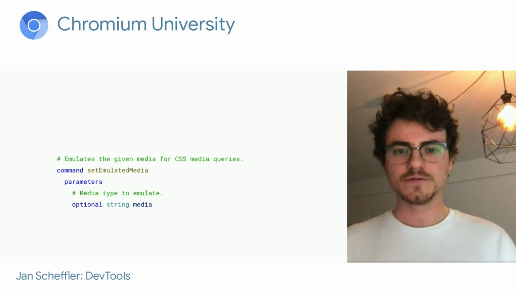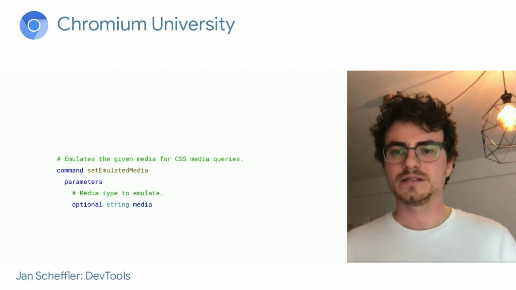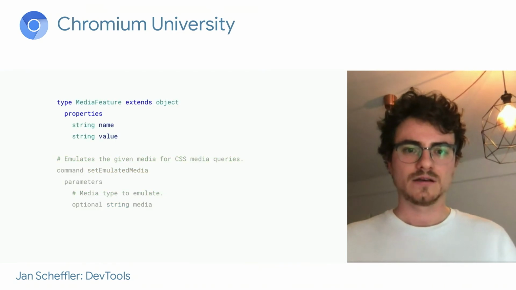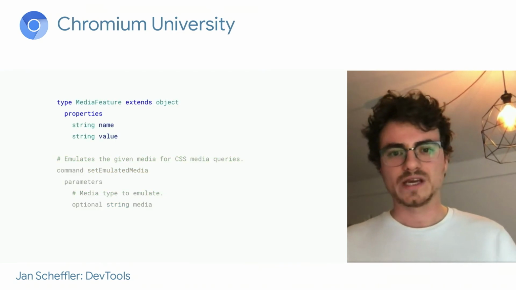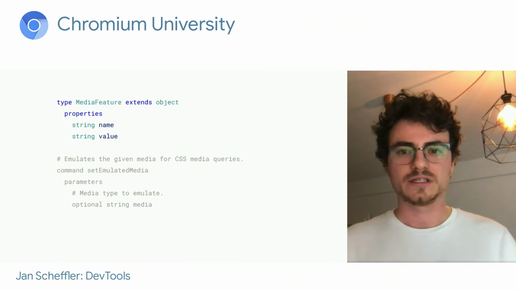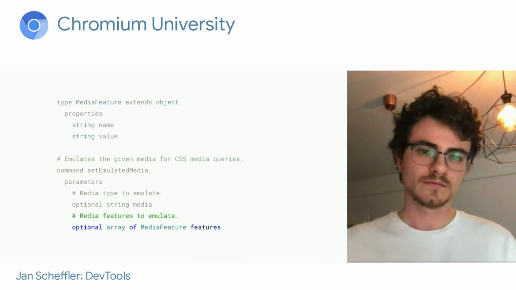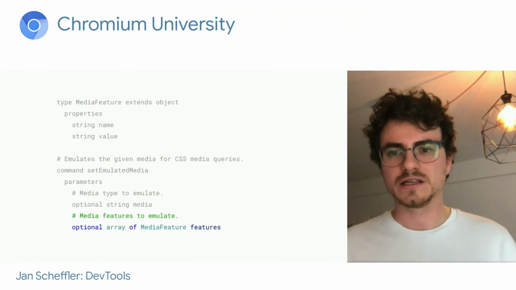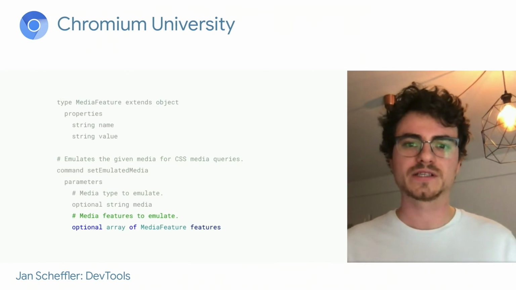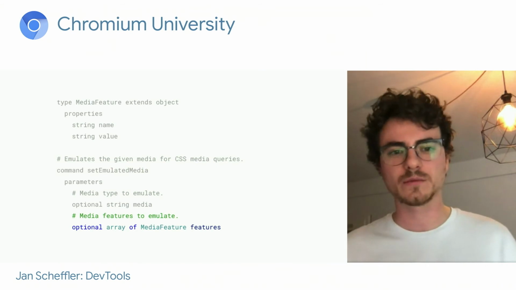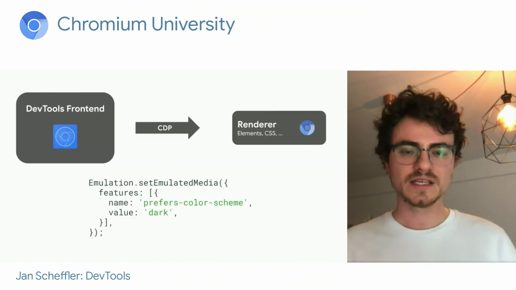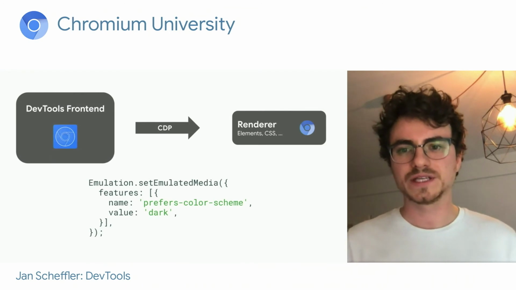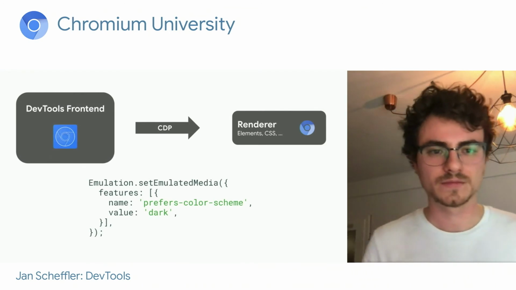And since the new feature is very similar to this, we'll add it as a new parameter instead of a new command. First, we add a new type called media feature, and that's a simple key value pair. Then we make the existing media parameter optional, and we add an additional feature parameter that is an optional array of our new type. And when a developer wants to emulate dark mode, we'll then use CDP to send the following command over the wire.